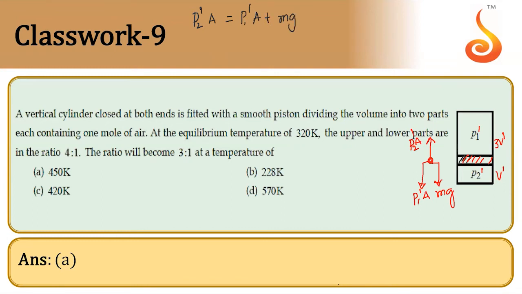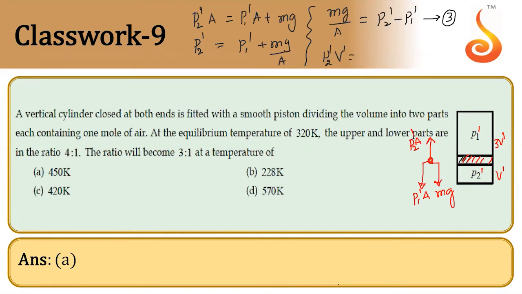Now divide the whole equation by A. Then you'll get mg by A. mg by A is equal to P2 dash minus P1 dash. Am I correct? Say this is equation number 3. Children, again apply the ideal gas equation for the lower part and upper part. For the lower part, P2 dash V dash is equal to 1 into RT, or else P2 dash is equal to RT by V dash.